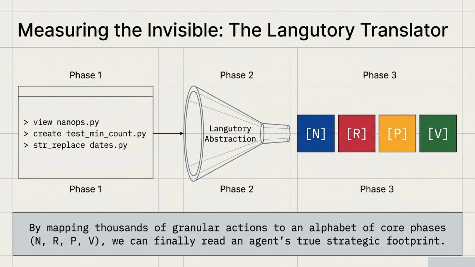To actually see what's going wrong, we had to measure the invisible. We built something called the languatory translator. This tool takes thousands of raw, granular agent actions and abstracts them into 4 core phases: navigation, reproduction, patching, and validation, or N, R, P, V. This finally allows us to read an agent's true strategic footprint.